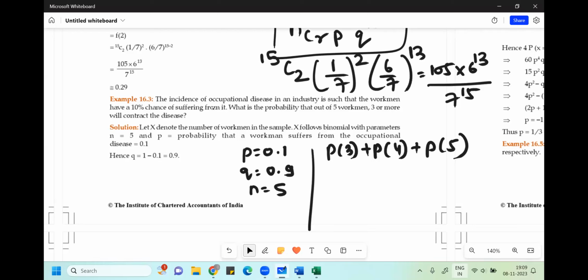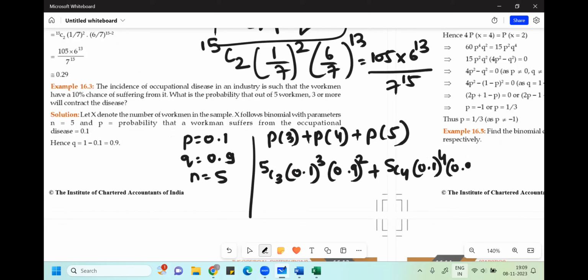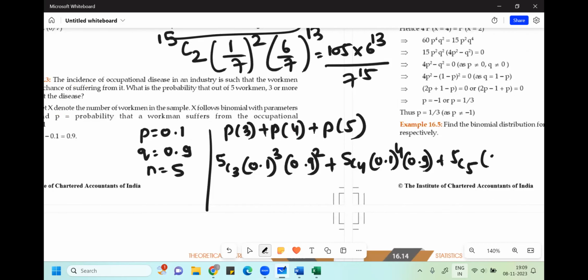So this would be 5C3, this would be 5C4, this would be 5C5. So 5C3 into 0.1 to the power 3 into 0.9 to the power 2, plus 5C4 into 0.1 to the power 4 into 0.9, plus 5C5 into 0.1 to the power 5 and 0.9 to the power 0. You just need to solve this.